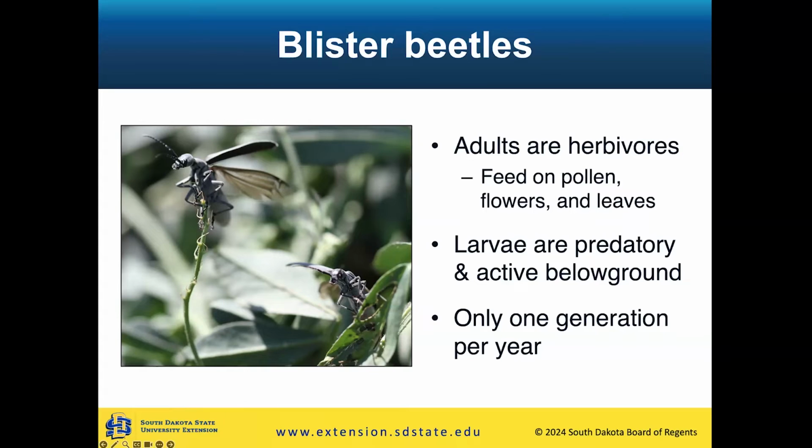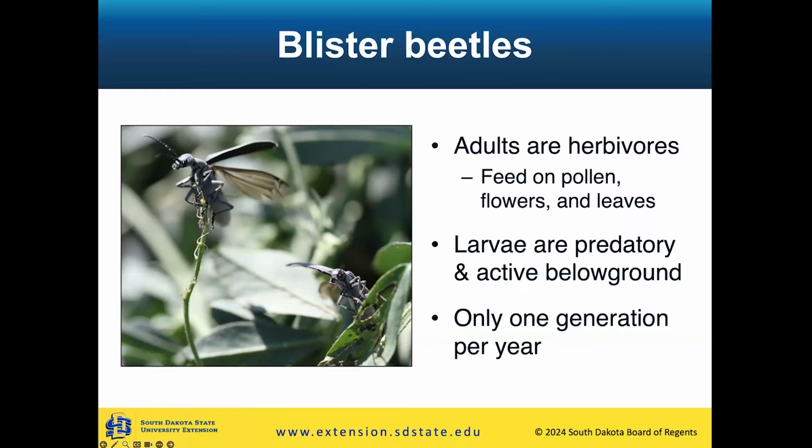The other thing is the larvae, on the flip side, are actually predatory. The larvae are active below ground, and their primary food source is grasshopper eggs. So you think, well, that's actually kind of good. They're a beneficial insect because they'll feed on the grasshoppers and keep those populations down. And then they only have one generation per year.